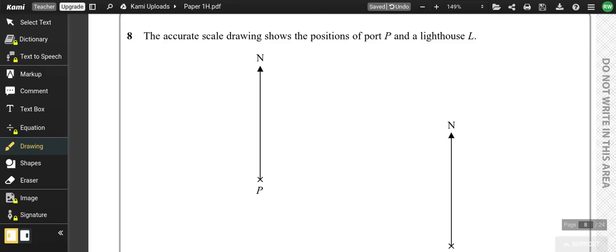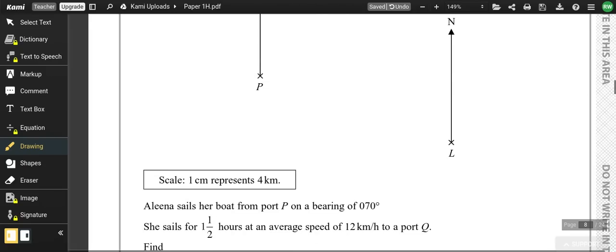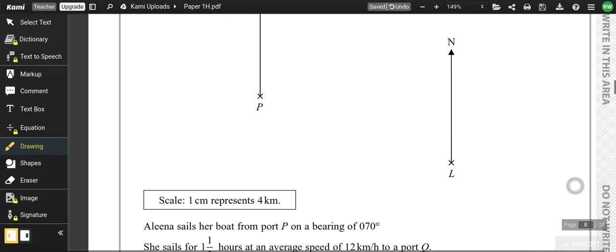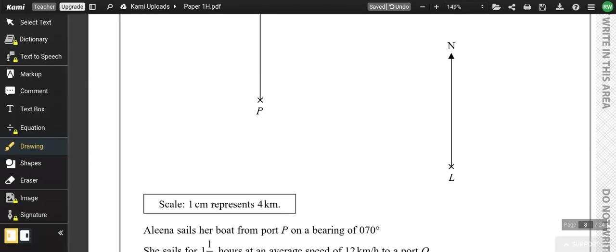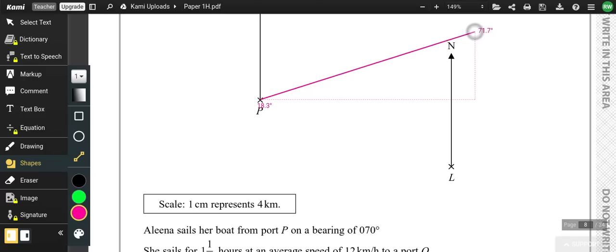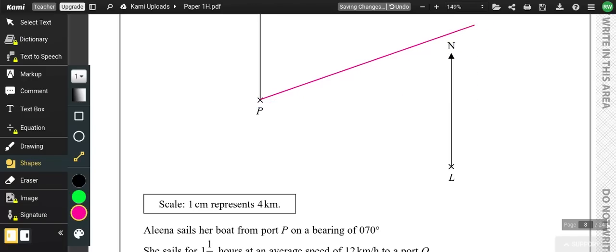Right, scale drawing shows the positions of port P and lighthouse L. That's the scale. Alina sails her boat on a bearing of 70. Right, I can't do this on here, but you would put your protractor on there and measure from P, from north, 70 degrees, which, if 90 is due east, is about there.